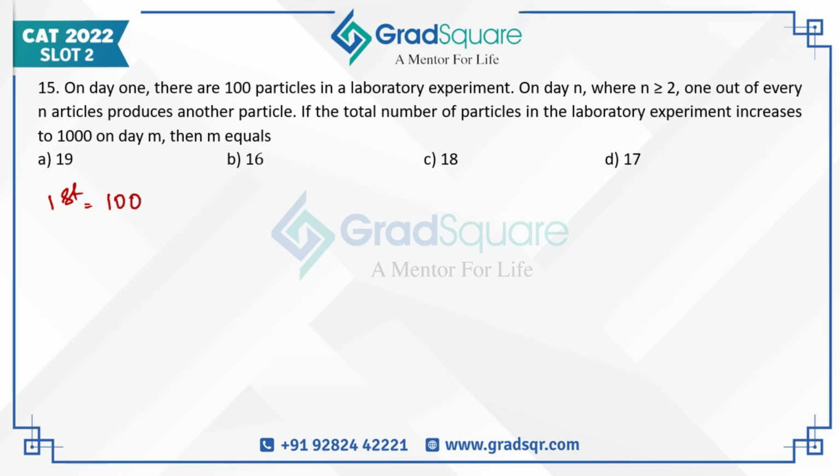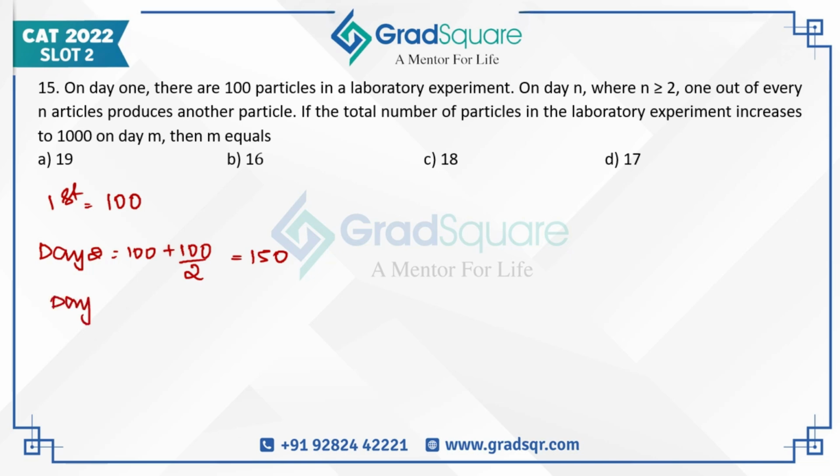Now on the first day, the number of particles is 100. From day 2, because n is greater than or equal to 2, one out of every n particles produces another particle. So day 2 will be 100 plus 100 by 2. One out of every n particles produces another particle, right? So on day 2 the total number of particles will be 150.